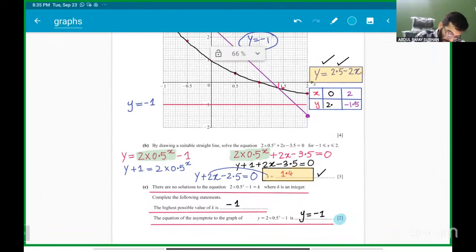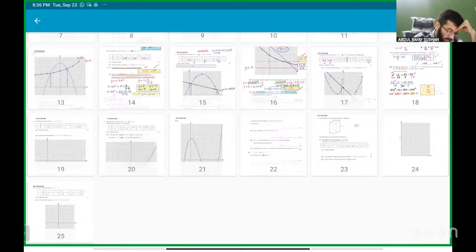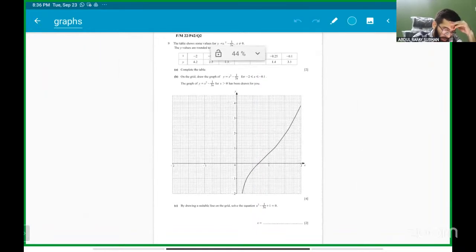Any doubts? The highest possible value of k is minus 1. Because as you can see, we have to get the value of k where k is an integer, but there are no solutions. There are no solutions for k. So it's -1 there, and the equation of the asymptote line is also y equals -1, because below -1 there will be no solution. Getting it? There will be no solution below -1. So that's the thing. Is it clear? Any questions? Students following? Is everyone getting that clear?